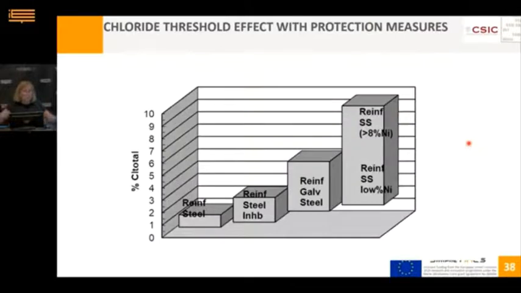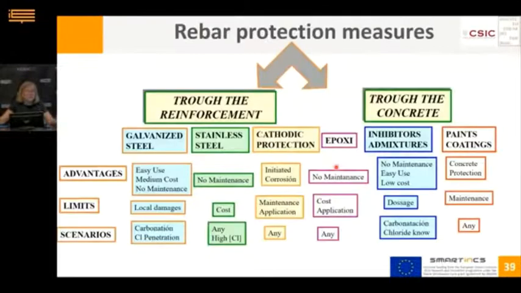This is only an overview of what happens with the chloride threshold increase when we employ the different protection methods that I mentioned here. The highest is found with the stainless steel, but depends significantly on the stainless steel composition. And finally, about the protection methods that I mentioned all the time, either acting on the reinforcement or acting on the concrete, all of them have advantages and limitations and can be employed in one scenario in preference to the other. I mean that one protection method is not generally valid for all the conditions. It will depend on the condition of the structure that the most suitable type of protection method should be selected.